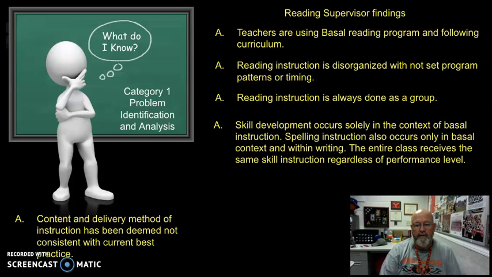Spelling instruction only occurs in basal context and within writing. The entire class receives the same skill instruction regardless of performance level. Content and delivery method of instruction has been deemed not consistent with current best practice. That's really the thing that stuck out for me when I read the supervisor's finding back to the principal.